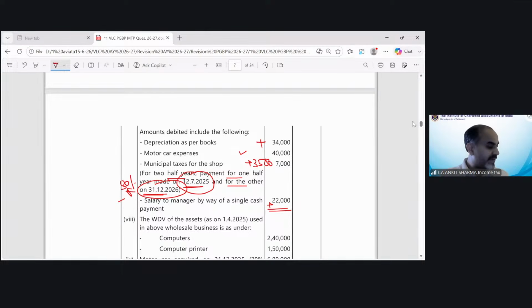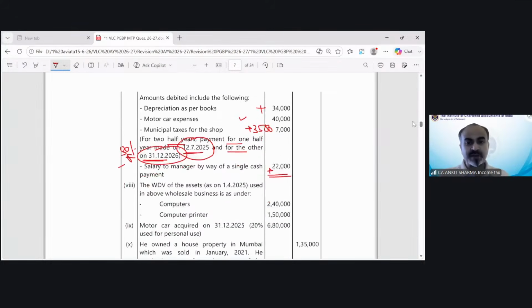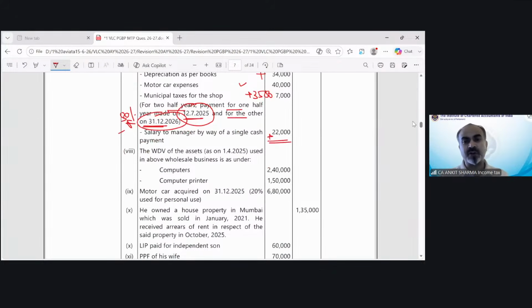Salary to manager by way of a single cash payment is going to be disallowed. Now the WDV of the asset, one by one, we have to calculate. The WDV of the asset on 1/4/25 used in above business are as follows. On computer, the rate is 40%. So depreciation is going to be disallowed 96,000. On computer printer, the rate is again 40%. So 60,000 would be your depreciation.